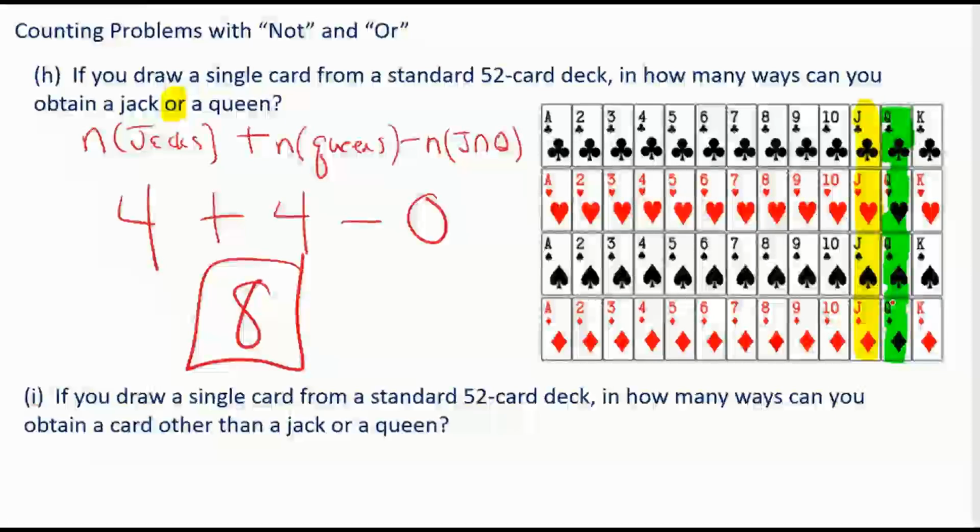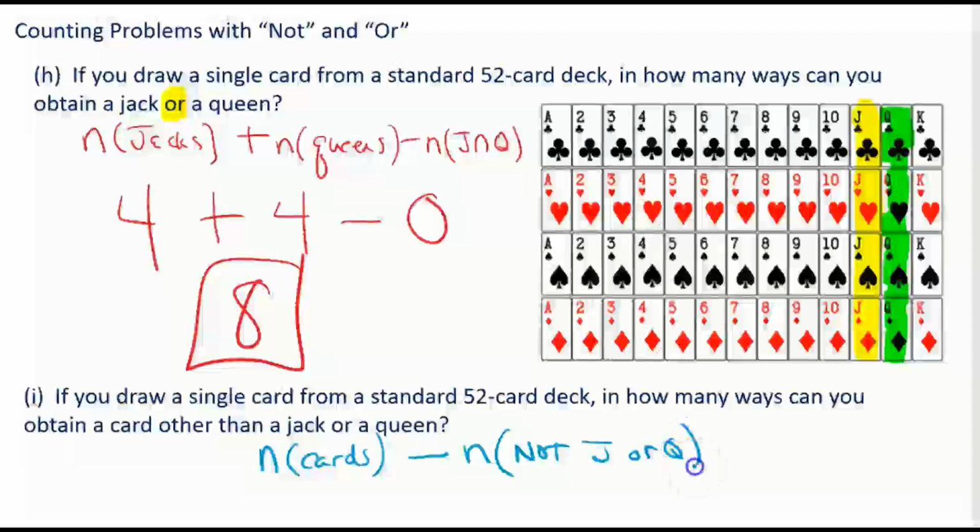Now let's talk about question I down here. If you draw a single card from a standard 52 card deck, in how many ways can you obtain a card other than a jack or a queen? Now I threw this in there just to remind you of the complement. So do you want to count all the cards that are not jacks or queens? It would be easier to do the complement. So you take the number of cards, period, in a standard deck, which would be 52, minus the number of jack or queen. And we know both of those. So the number of cards in the standard deck is 52 minus the 8 that are a jack or queen that we've already found.